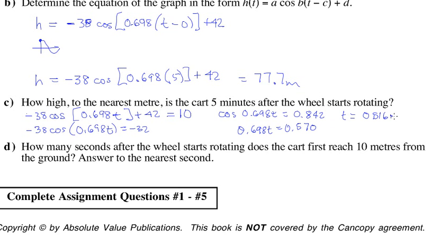0.816, and that's minutes, because this graph normally wants to give minutes. But wait, they don't want minutes, they want the time in seconds, so 0.816 minutes times 60 seconds per minute gives us 48.98. I basically get 49 seconds to get to the 10-meter mark.